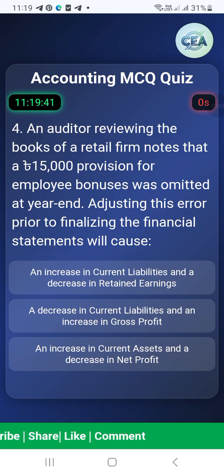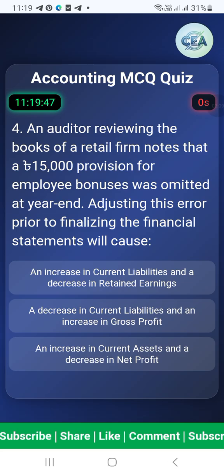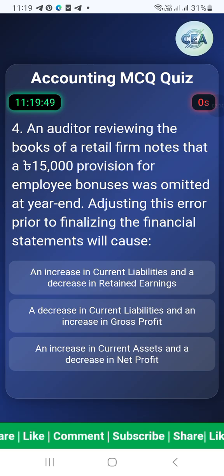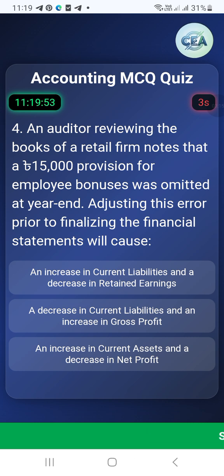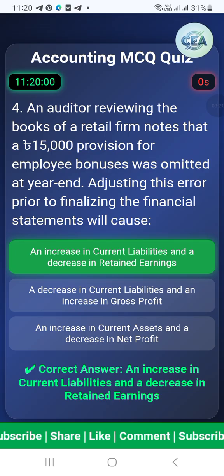Option 2. A decrease in current liabilities and an increase in gross profit. Option 3. An increase in current assets and a decrease in net profit. Correct answer is an increase in current liabilities and a decrease in retained earnings.